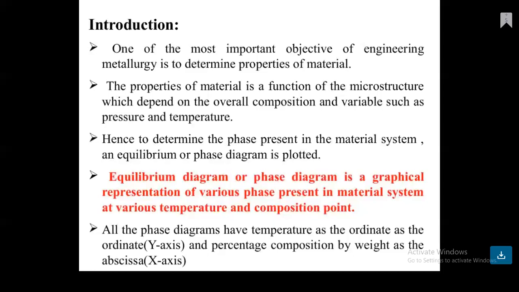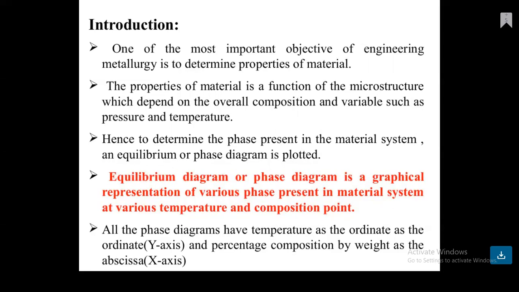Next, the properties of material is a function of the microstructure, which depends on the overall composition and variables such as pressure and temperature. The property changes as temperature changes, and also as pressure changes. Hence, to determine the phases present in the material system, an equilibrium or phase diagram is plotted. So to see the changes in phases, the equilibrium phase diagram is very important. So it is required to plot.